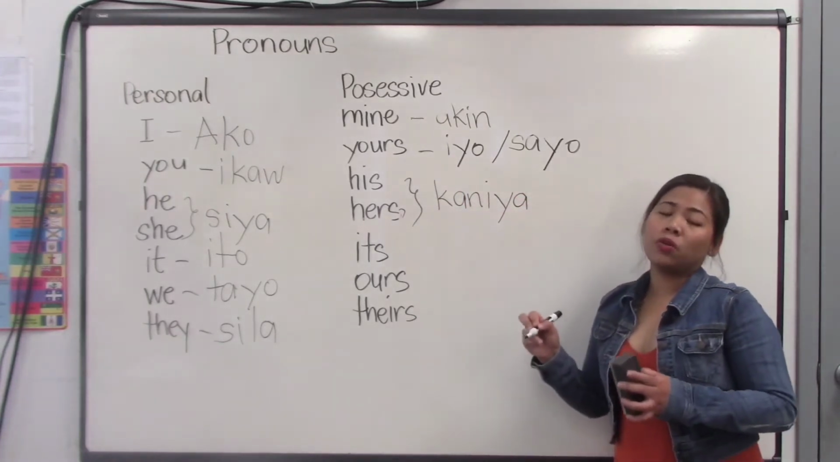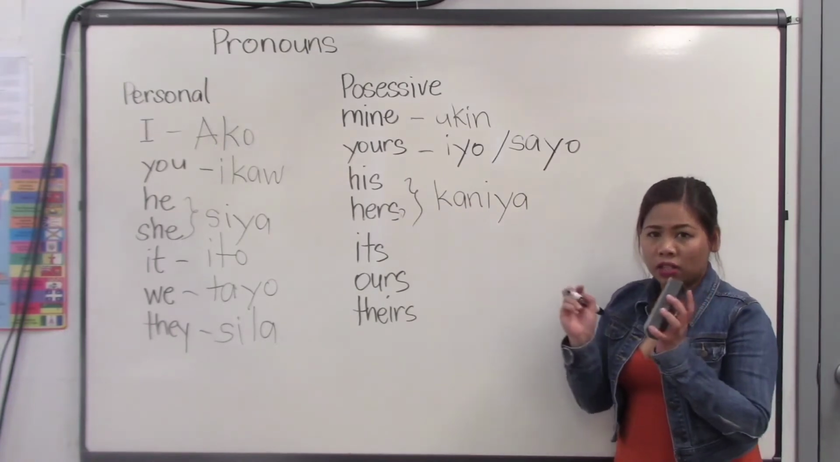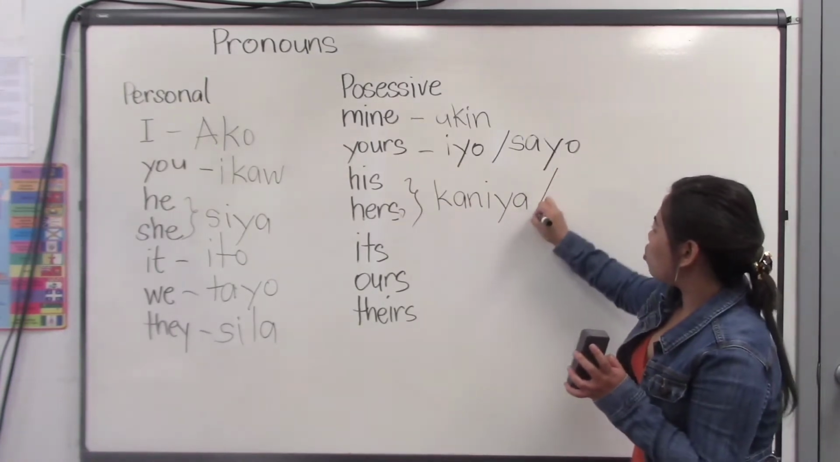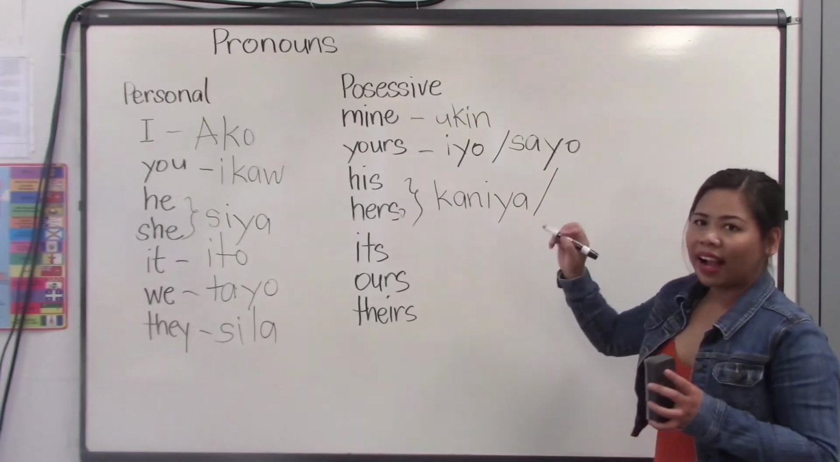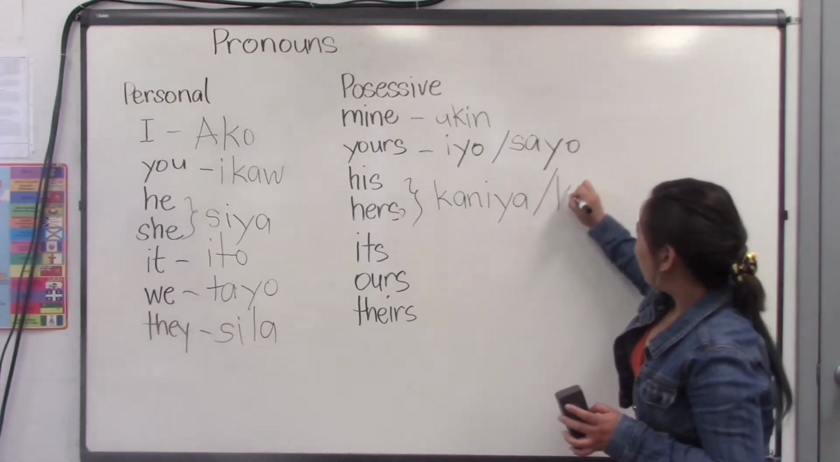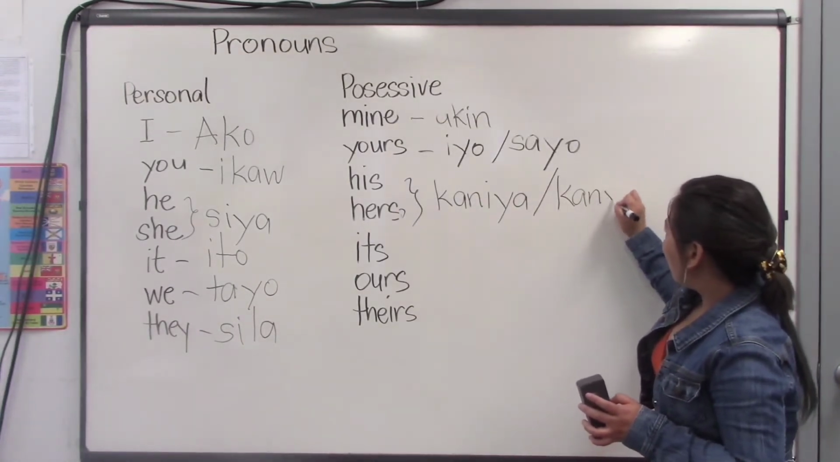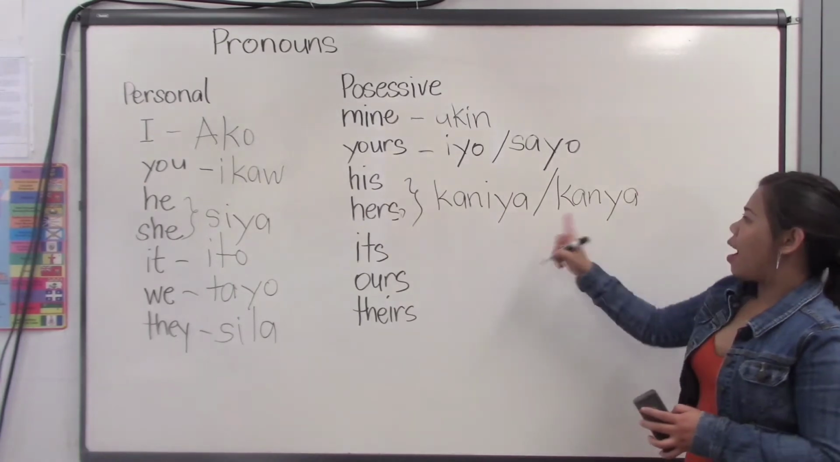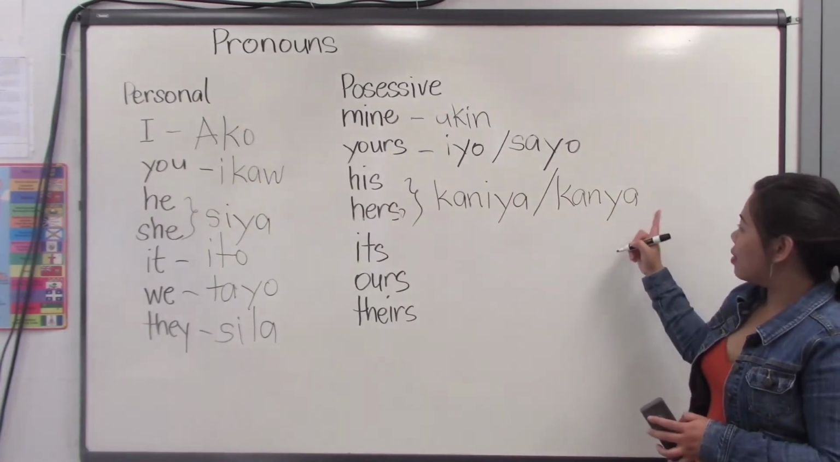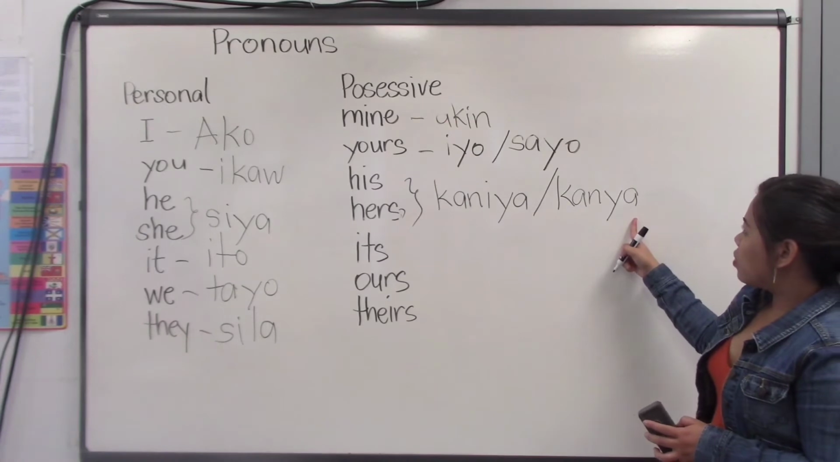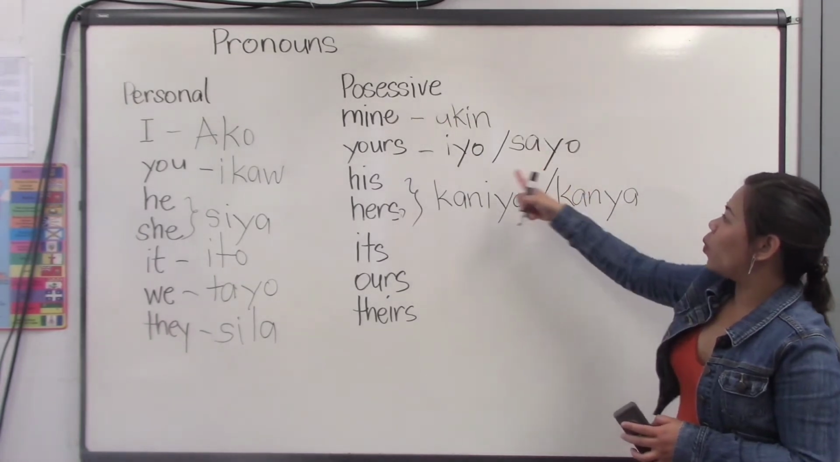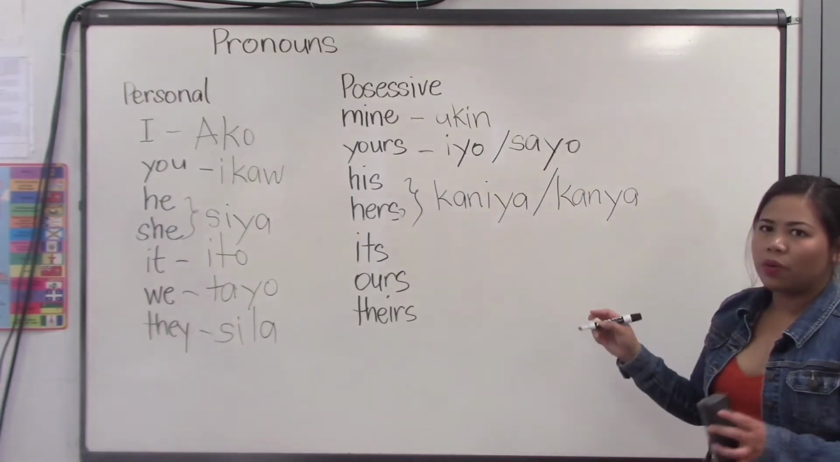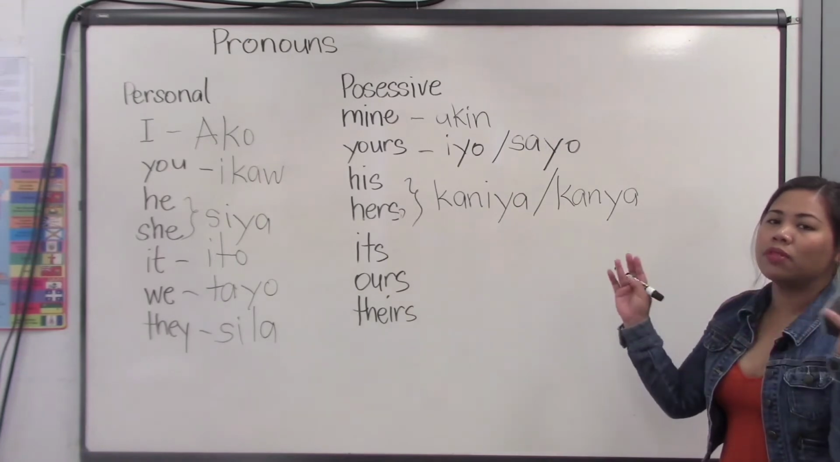Or we usually use the contraction for this one. So if we contract this, it will just become kanya. Kan, and then ya. Kanya. Okay, this is the most commonly used one. The same with this one, sayo or iyo. So we don't really use the long one.